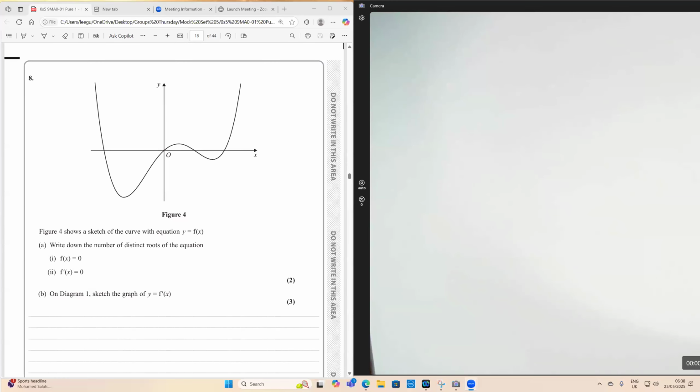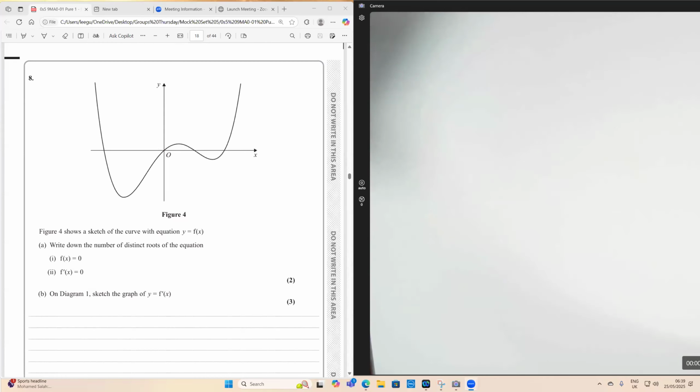Hello everyone, we're continuing through mock set 5 and let's have a look at paper 1, question 8. It says figure 4 shows the sketch of a curve with the equation y is equal to f of x. Write down the number of distinct roots of the equation f of x equals 0.